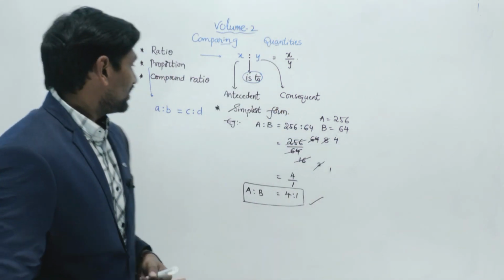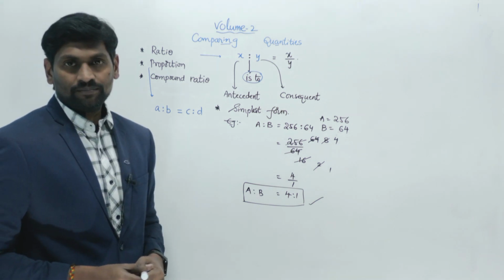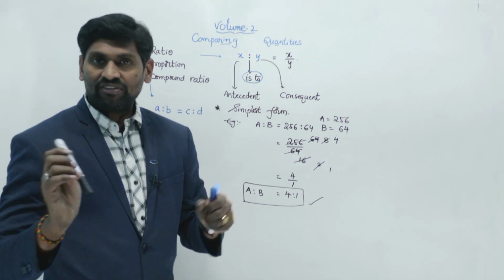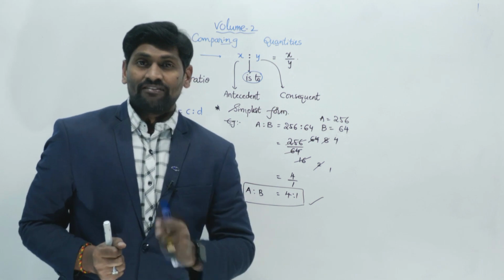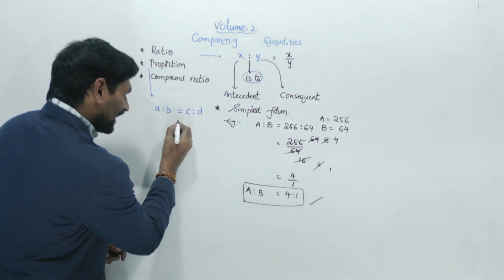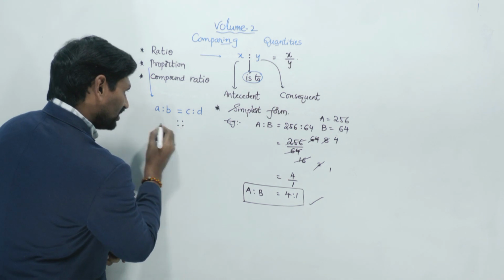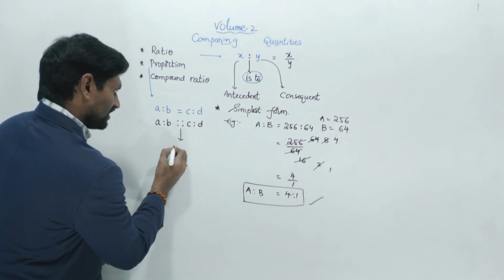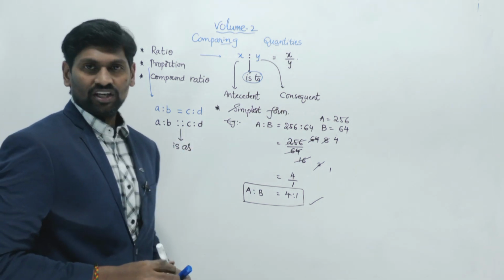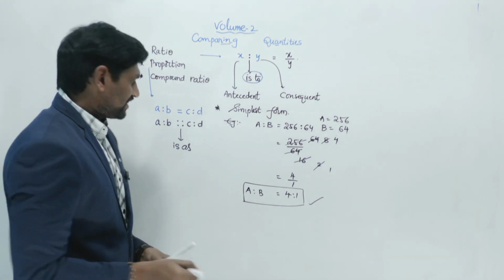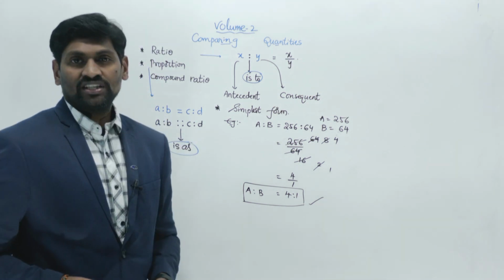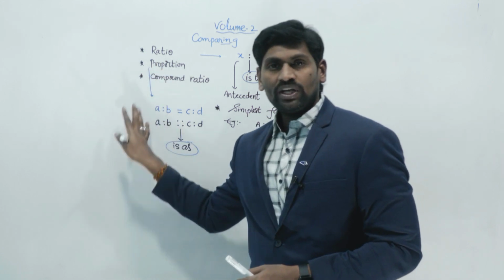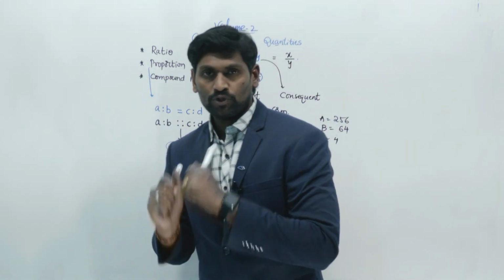That means A is to B equals C is to D. Like we learned the symbol for ratio is called "is to", in the same way for proportion also we have one symbol. That symbol is called "is as". That means A is to B is as C is to D. Then A is to B and C is to D are in proportion. Clear? So equality of two ratios are said to be in proportion.